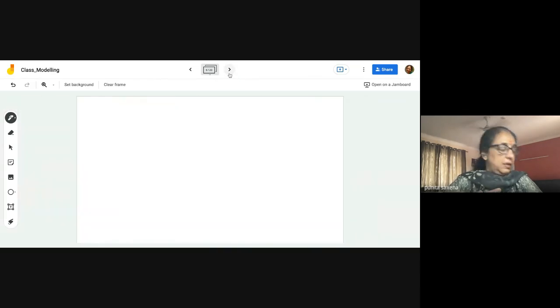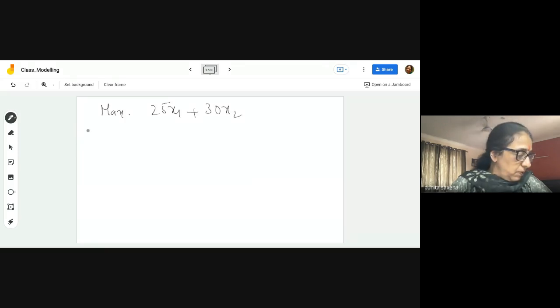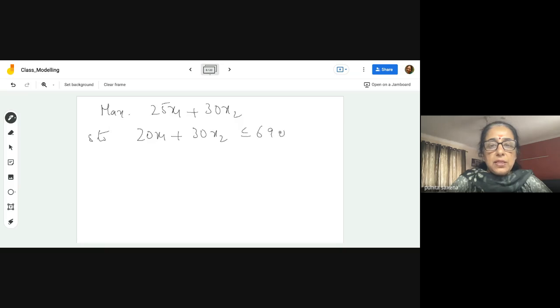See, okay, let us consider, I'm just taking an example from your book. It says maximize 25x. Of course, there are only two variables because they want to show the parity between graphical and algebraic. But I'll just explain. Subject to 20x1 plus 30x2 less than or equal to 690 and 5x1 plus 4x2 less than or equal to 120 and x1, x2 more than or equal to 0.